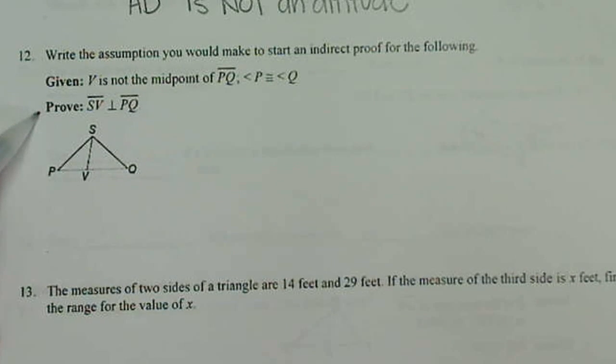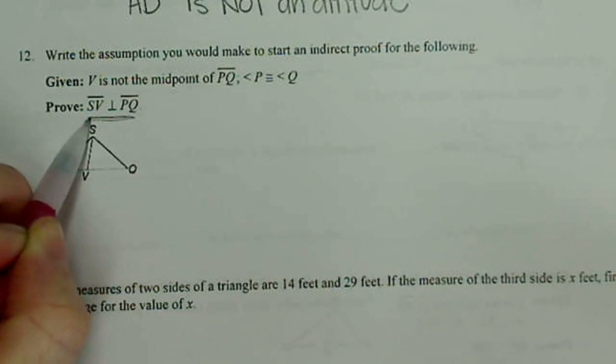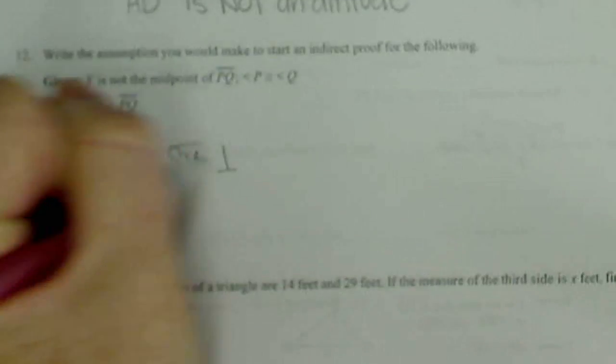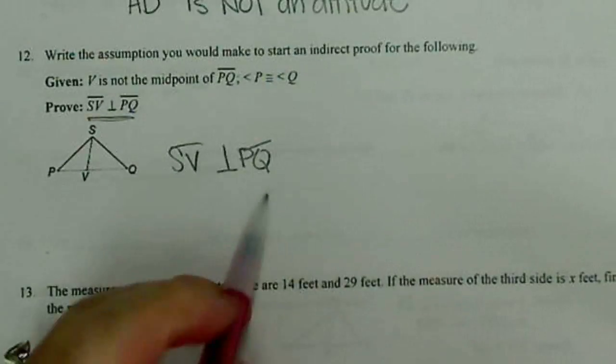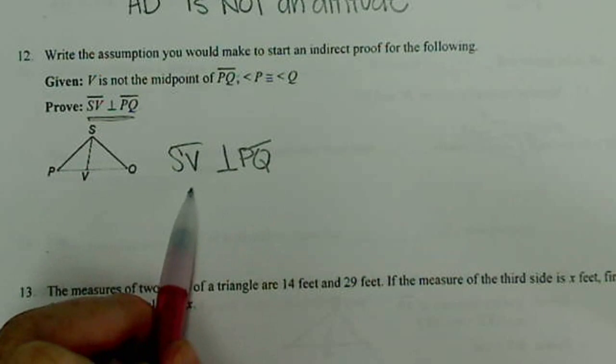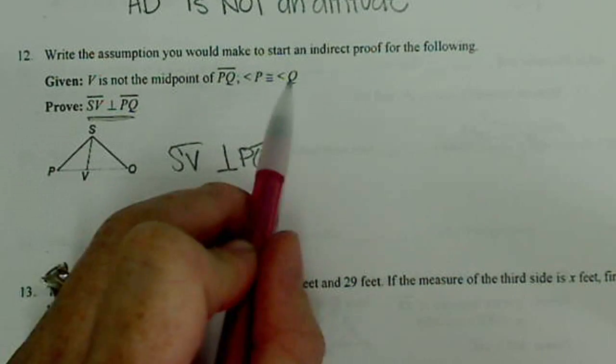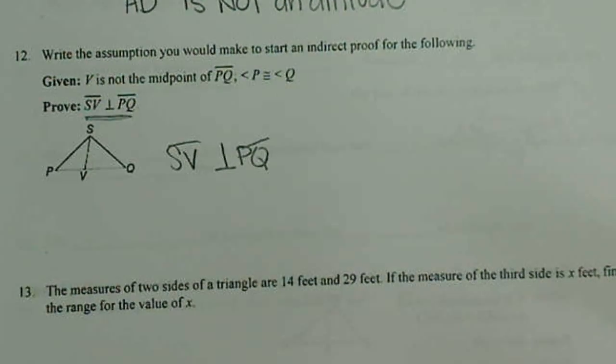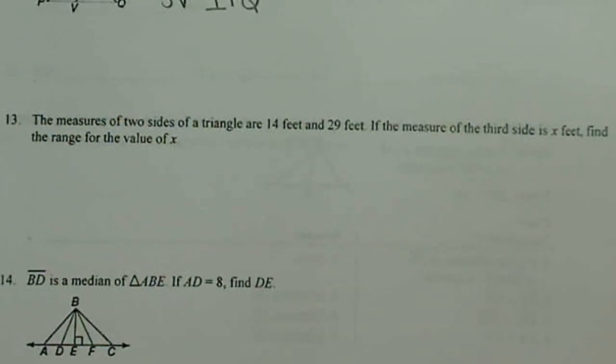You're not assuming that it's a contradiction. So the first statement or the assumption you want to make is that this is false. So the assumption is you're just restating the proof: SV is perpendicular to PQ. By proving this false, we're going to then finish our proof. Number 13.